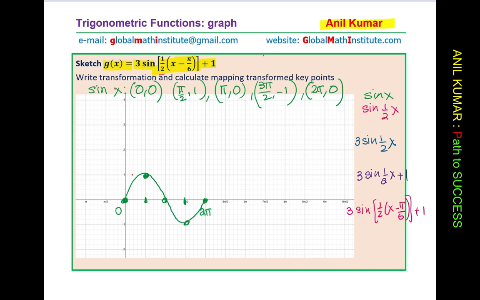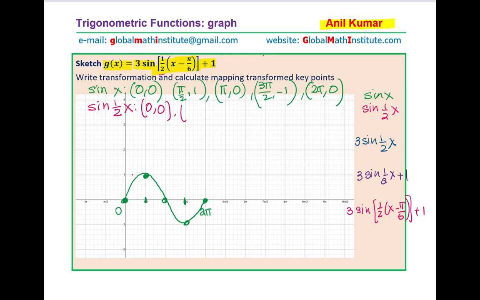Makes sense. So we got sine x. Now I will draw sine of half x. When we do sine of half x, the y values remain the same, the x values double up. It is a horizontal stretch by a factor of 2. So the values will now be, this will remain as 0, 0. But we'll just multiply all x values by 2, right? So this becomes pi, 1, right? 2 pi, 0.